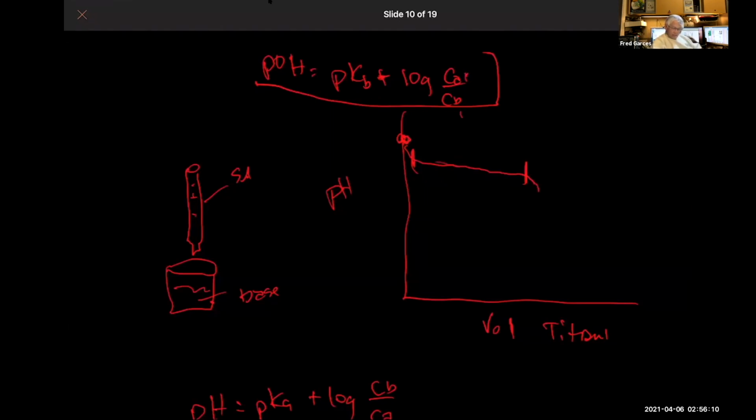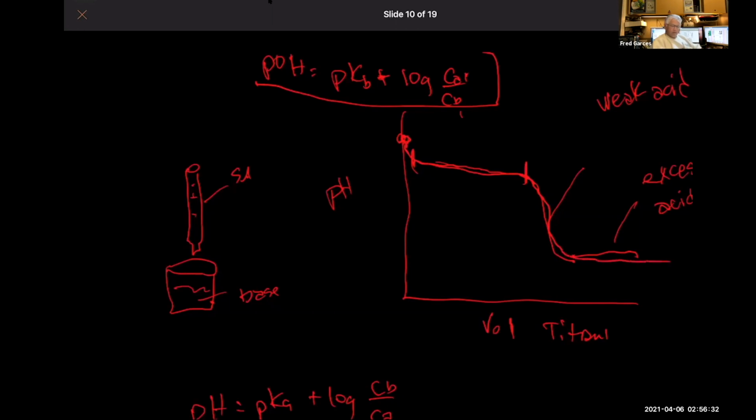And then this equivalence point right there, this is a weak acid calculation. And then past the equivalence point, it's an excess acid calculation. But your titration curve is going to look like this. It's going to drop. You're going to reach the equivalence point, and then it's going to level off. Okay? I think you have one problem that is like that.